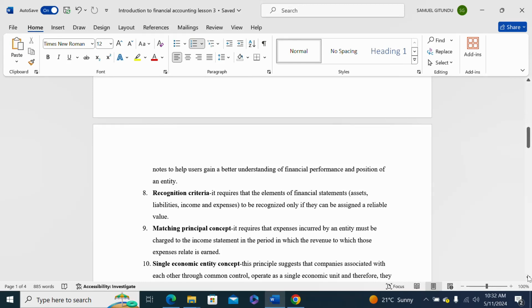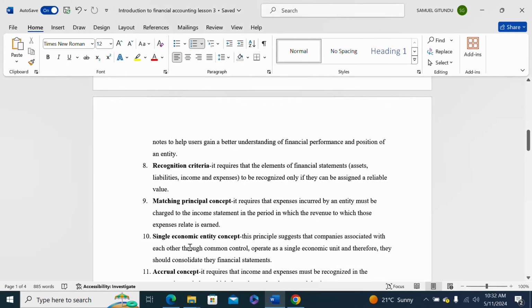Then we go to the 10th principle, which is the single economic entity concept. This principle suggests that companies associated with each other through common control operate as a single economic unit, and therefore they should consolidate their financial statements. For example, if you have a company that acquires some subsidiaries, or that company has other branches, then that is supposed to operate as a single economic entity. Therefore, they're supposed to consolidate their financial statements to report as if they operate as a single economic entity.